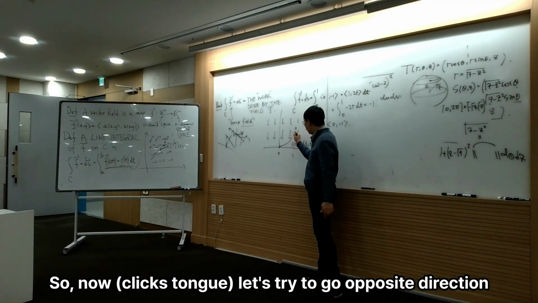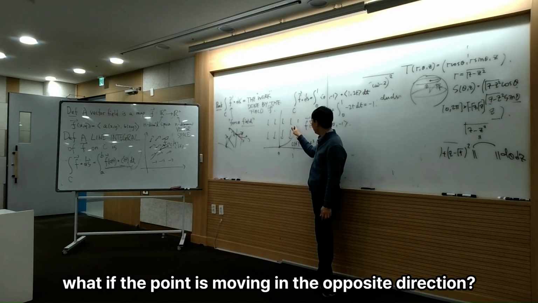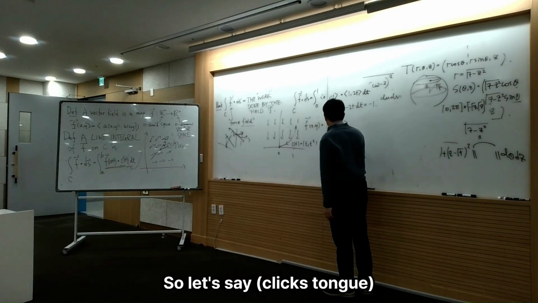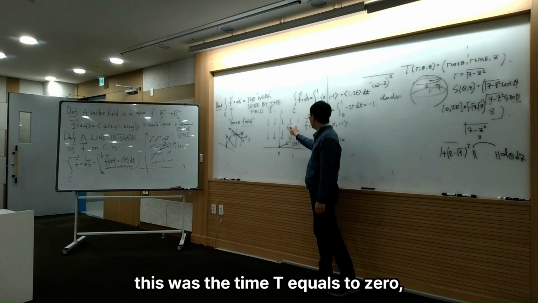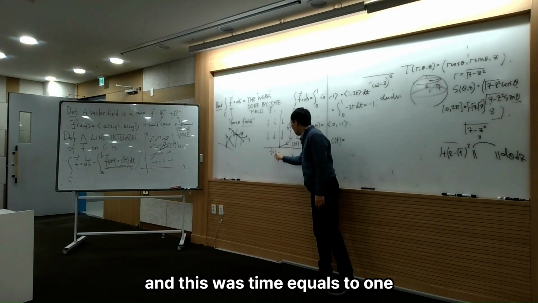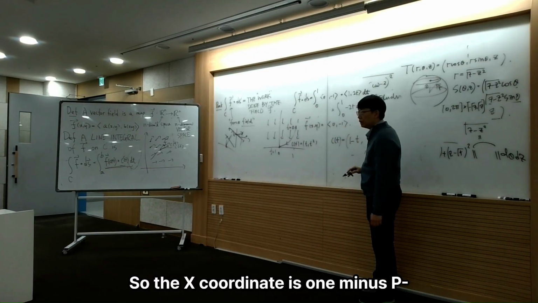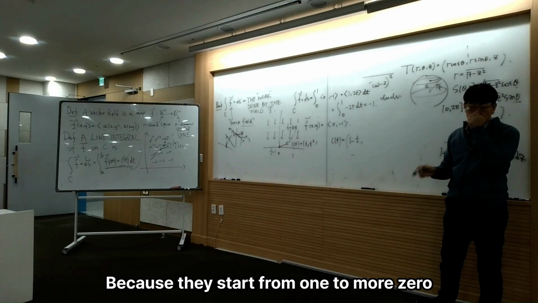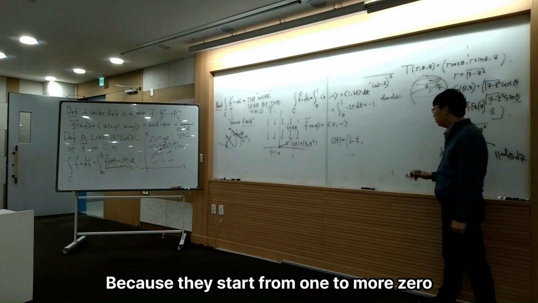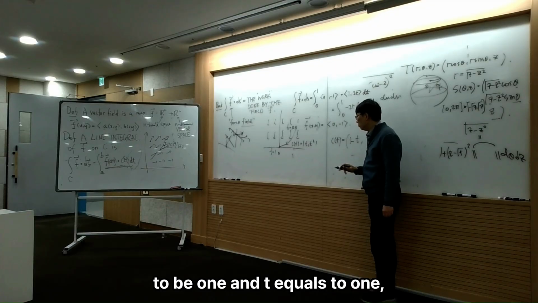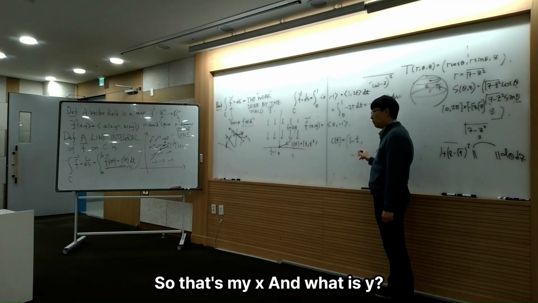So now let's try to go in the opposite direction. What if the point is moving in the opposite direction? Then what does it change? Let's say this was time t equals 0, and this was time t equals 1. How do you parameterize this? The x-coordinate is 1 minus t, because it starts from 1 and goes to 0. When t equals 0, I need the x-coordinate to be 1, and when t equals 1, I need the x-coordinate to be 0, so that's my x.